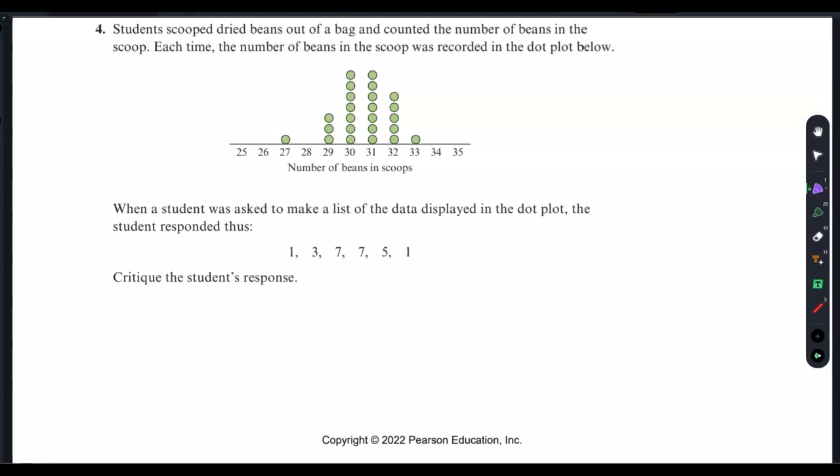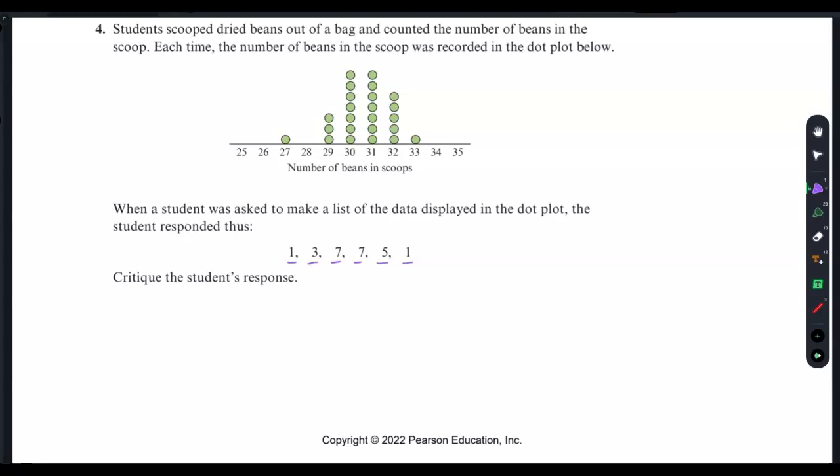Students scooped dried beans out of a bag and counted the number of beans in the scoop. Each time, the number of beans in the scoop was recorded in the dot plot below. When a student was asked to make a list of the data displayed in the dot plot, the student responded 1, 3, 7, 7, 5, 1. Critique the student's response.